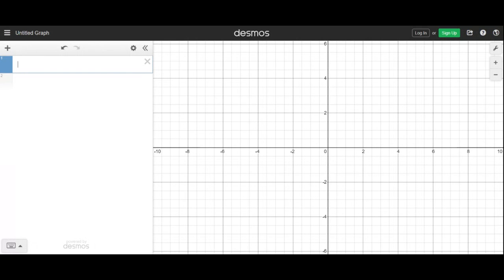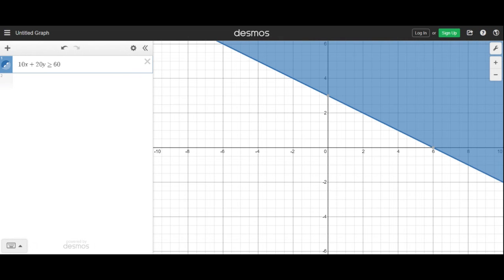All right, and I'm going to graph each inequality separately here. Again, we don't actually have to solve for y because Desmos will let us graph it just like this. When you're doing greater than or equal to, you can just type the greater than symbol followed by the equal symbol, and it'll automatically combine those into a greater than or equal to, and then 60. And you can see now that it does shade that inequality for us. It gives us the line, and it's shaded above that line.